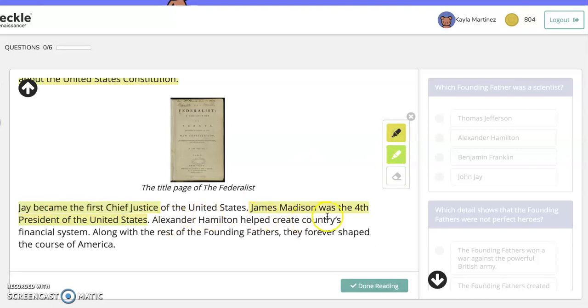Alexander Hamilton helped create the country's financial system. So he helped create like the banks and stuff like that, money. Along with the rest of the founding fathers, they forever shaped the course of America. They helped really help us define who we are.